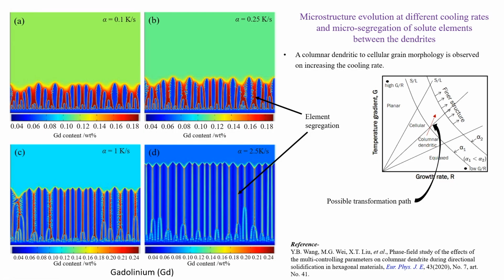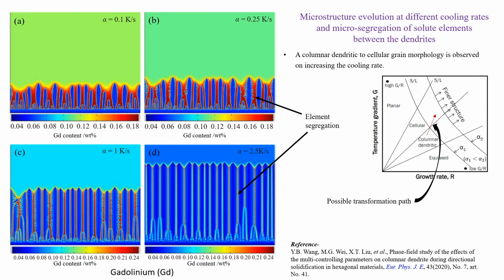So, we can see another example also. Here is the microstructure evolution at different cooling rates. We tried to do some simulation here, and we observe that micro segregation of the solute elements occurs between the dendrites. So, micro segregation can be studied through the simulation process. I think they utilize some kind of phase field model.